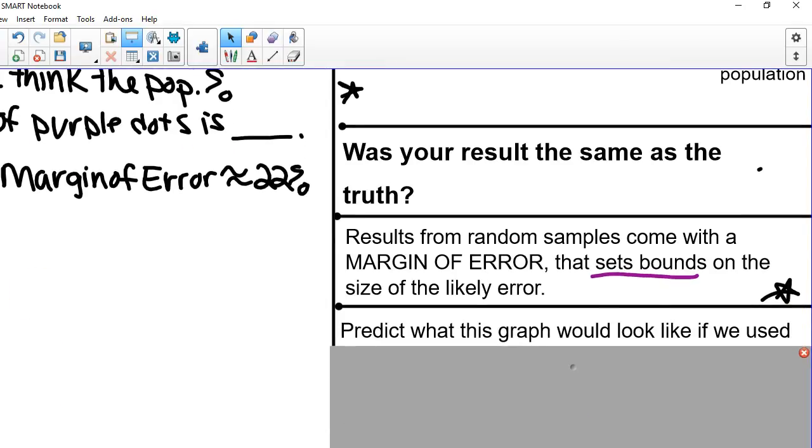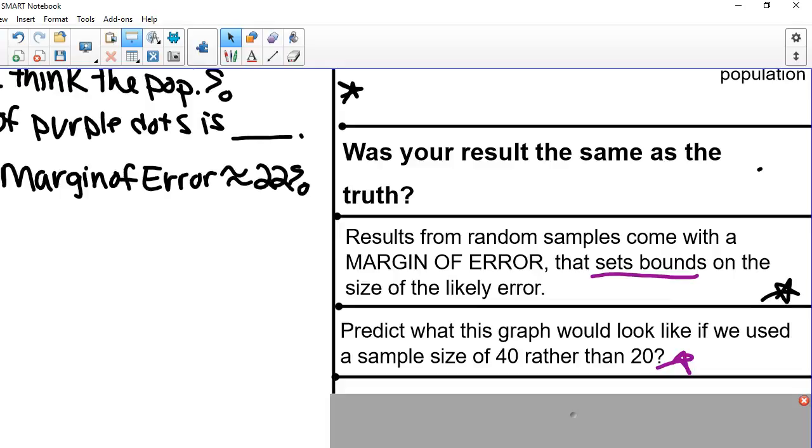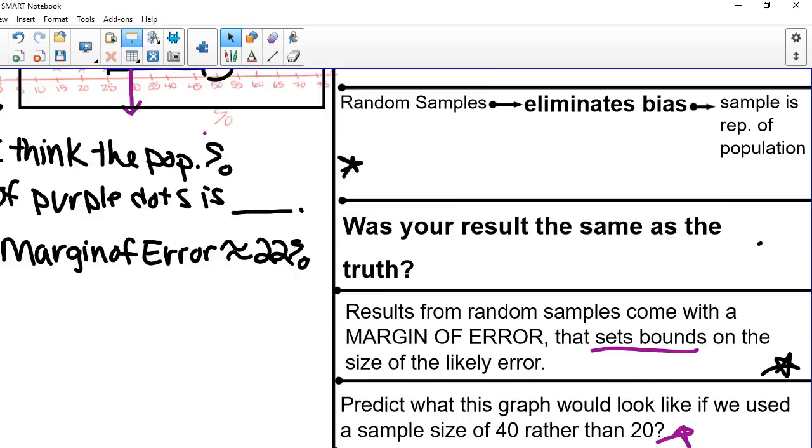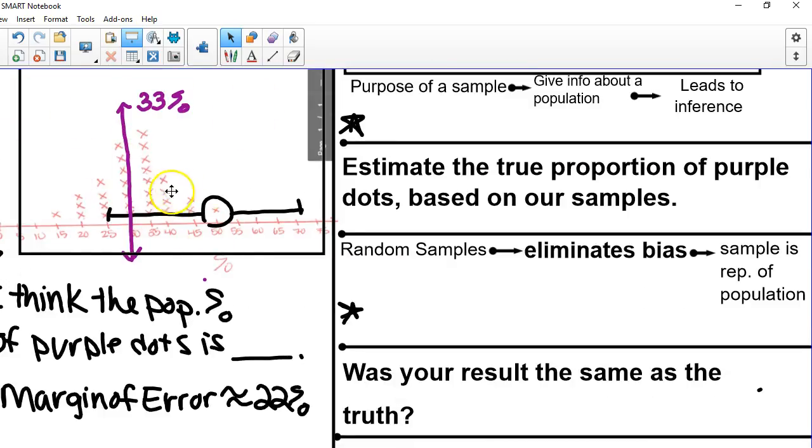I then talked about predicting what the graph would look like if we used a sample size of 40 rather than 20. That margin of error is going to get smaller if we do that. This graph here is going to shrink. The variation between all these dots will not be as large.